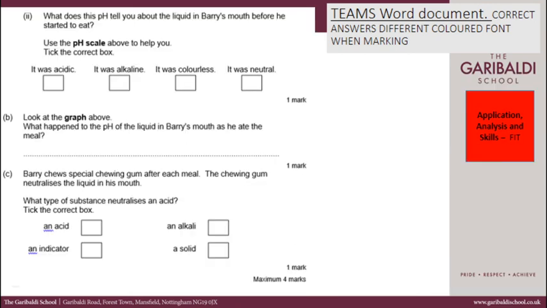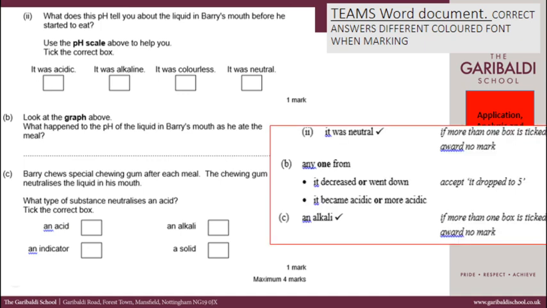The next question. What does this pH tell you about the liquid in Barry's mouth before he started to eat? We know that pH 7 means it is neutral. So if you said it is neutral, well done. Look at the graph above. What happened to the pH of liquid in Barry's mouth as he ate the meal? So you want to say any one of these. You can say it decreased, it went down, it became acidic, or more acidic. If you said it dropped to 5, that would still be the correct point.